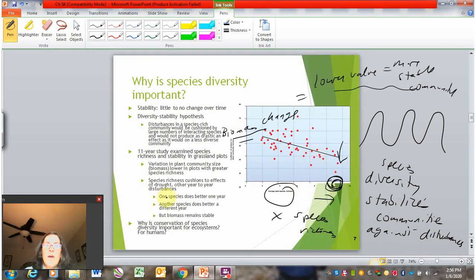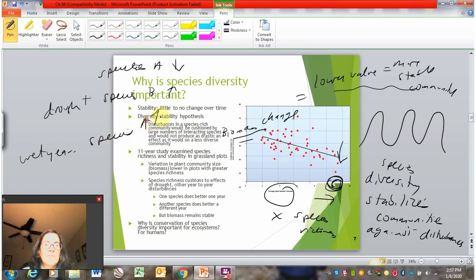And so their explanation for this is, say there's a drought. In a year of drought, species A really needs water, and so it doesn't do well. But species B is more water neutral, and so it does fine. It helps to stabilize the community. But maybe in a wet year, species A does really well, and species B does not do as well, right? So depending on the environmental conditions, one species is doing better than the other, but as long as you have both species, the community remains stable.